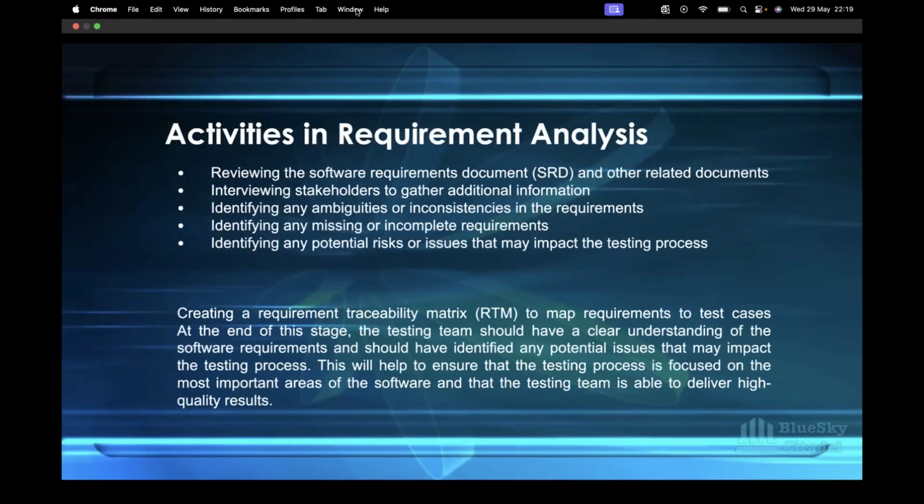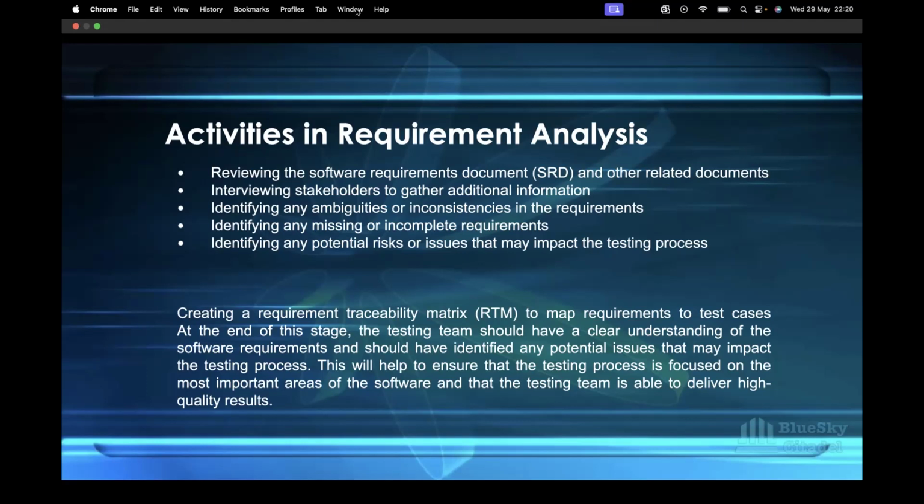So the activities in requirement analysis include, I've kind of put all the explanation into this slide: reviewing the software requirement documents and other related documents, interviewing the stakeholders to gather any additional information that is required as a tester, and identifying any ambiguities or inconsistencies in the requirements. As a tester, we must identify any missing or incomplete requirement. This is why I say you have to think out of the box as well. You have to bring your A game in here. This is where you ask questions.